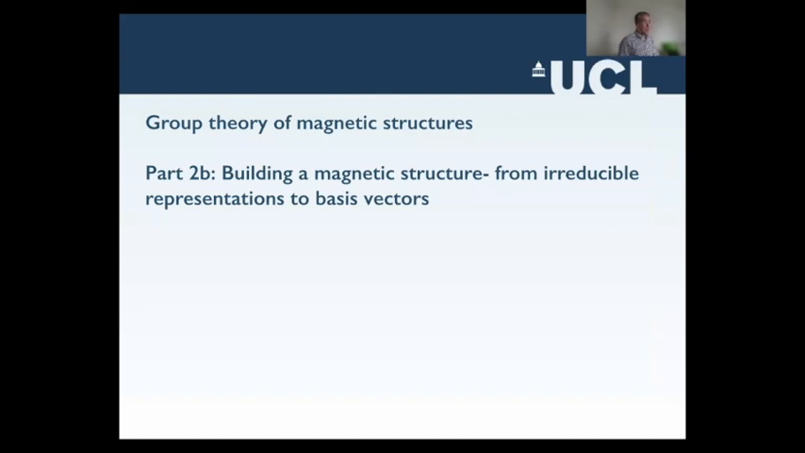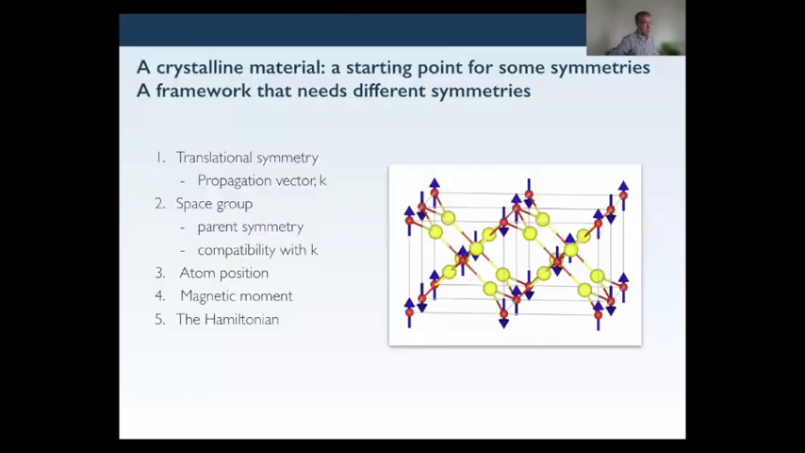Now we have irreducible representations. The challenge we have is to build the compatible magnetic structures, or the magnetic structures that correspond to those irreducible representations. To do this, again, we have to work through the different types of symmetries that we have. We have the propagation vector defining translational symmetry.